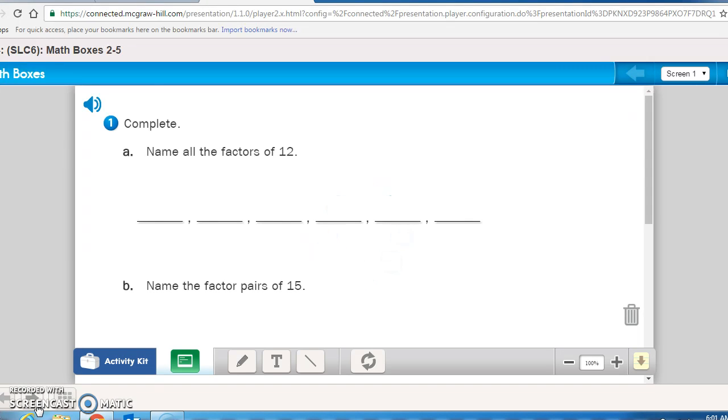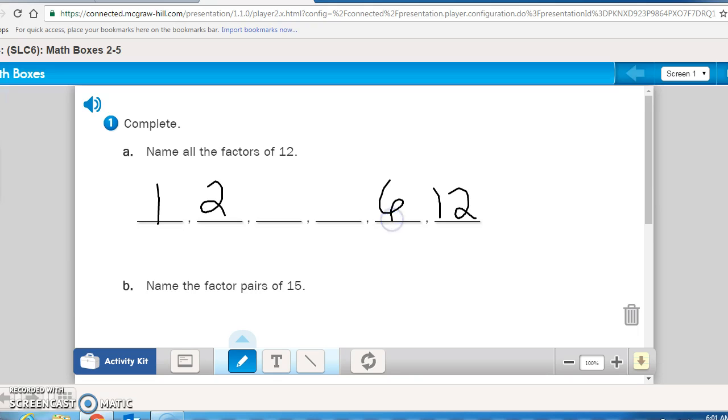So name all the factors of 12. You're going to turn to Math Journal page 46 to do this. I'm going to help you do number 1. So factors of 12 should be 1 and 12. Those are your first ones. Next, I go to the number 2. Well, 2 times 6 is 12. And next, 3 times 4 is 12. That is a composite number. 12 has more than 2 factors.